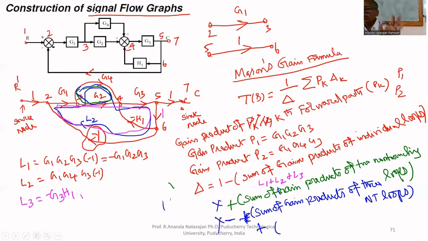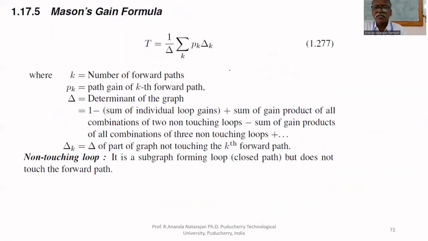The formula: delta equals 1 minus the sum of gain products of individual loops. Now I think you got the meaning of individual loops. All loops must be taken the first time. The second time, if a group of two loops are not touching each other, then you can consider them. For example, I am having a loop like this. Non-touching loop, I will give you an example. One forward path.